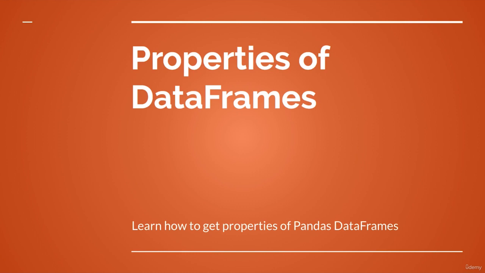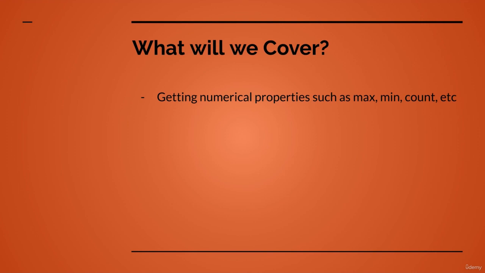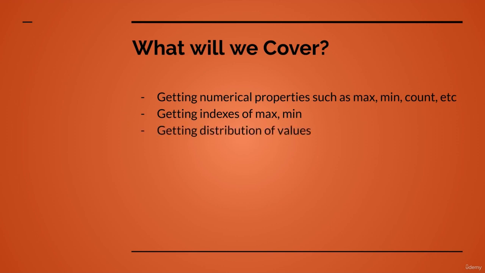We just finished learning a bunch of techniques to help us get various elements from data frames, so now we'll focus on getting properties of data frames, typically by using built-in functions. Some of the stuff we'll learn to fetch will be numerical properties such as maximum, minimum, count, etc. We'll also learn how to get indexes of these properties, and also the distribution of values through histograms, which will be value counts. This is just a few of the things that we'll be fetching. I'll show you some of them and leave the rest up to you to explore. So let's head on over to the code now and get started.